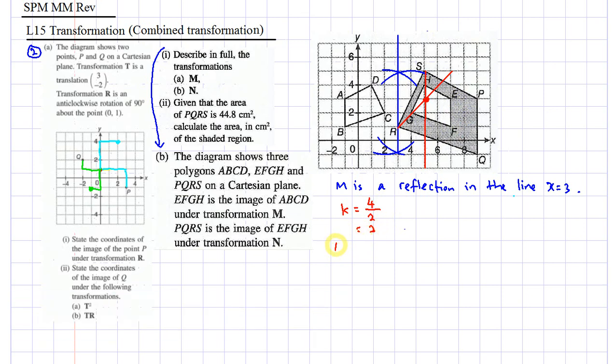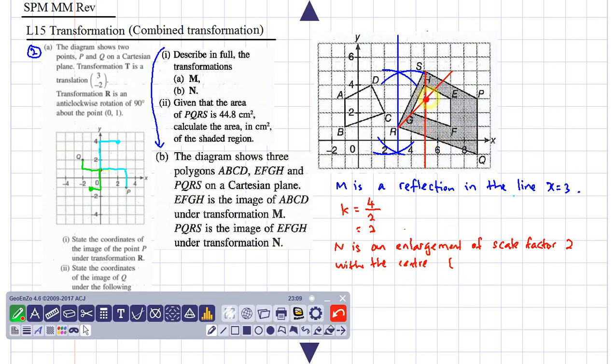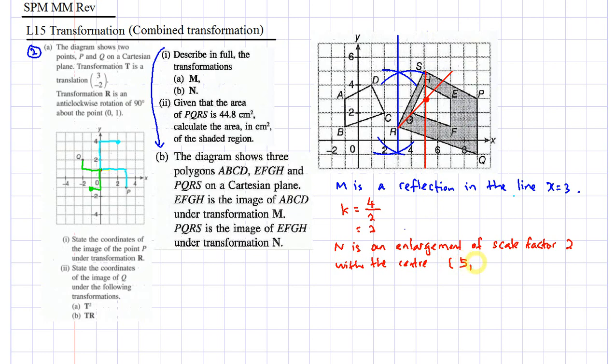So N is an enlargement of scale factor 2 with the center. Okay, so what's the coordinate for the center? 3, 3, right? Wait, sorry, not 3, 3. This should be 5, 3. Okay, so 5, 3.